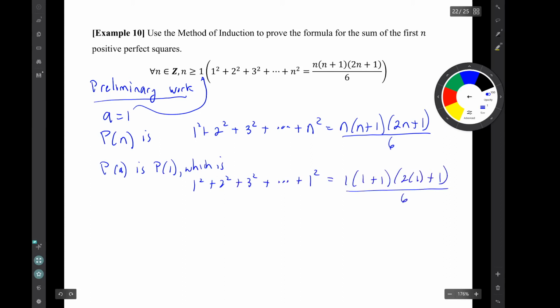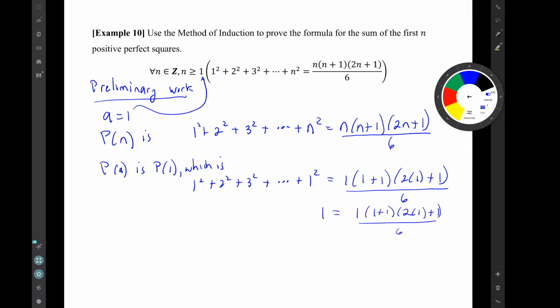So P(1) is simply substituting 1 into this expression everywhere there is an n. So we substituted the number 1 in 3 different spots. Now, this is not very helpful. What does that really mean? That just means the number 1 on the left side.